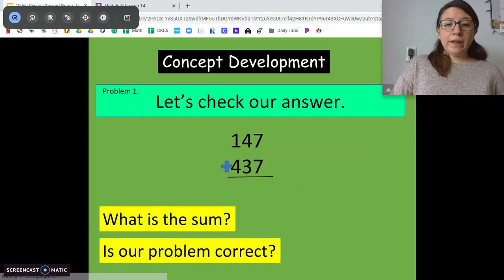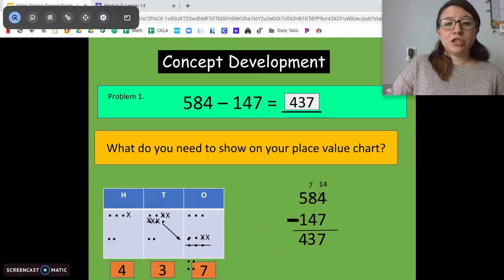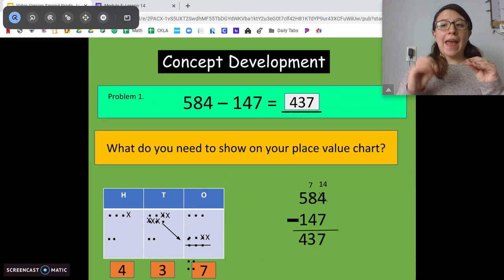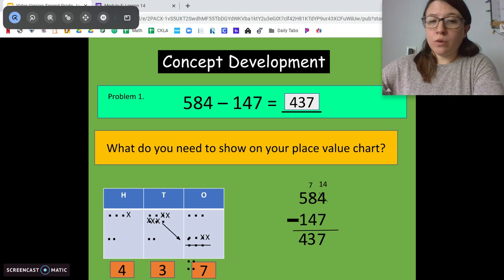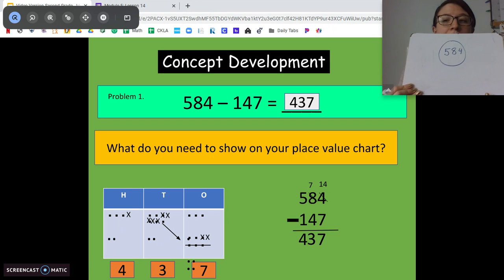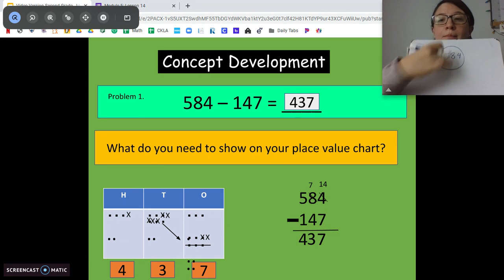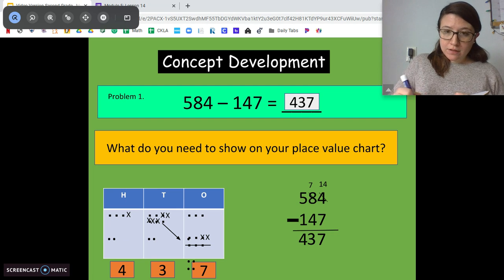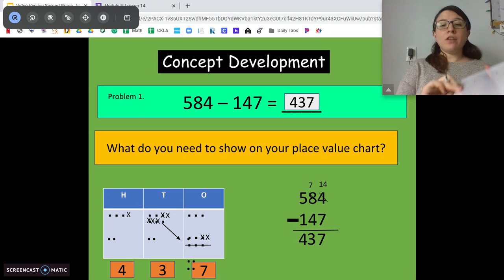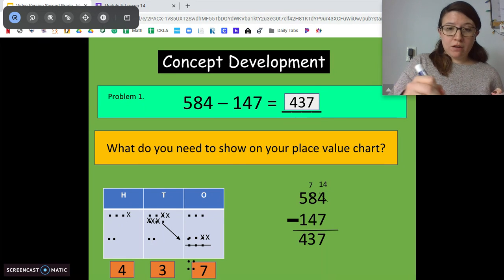Now, what we can do is check our answer. To check our answer, we're going to add our 2 parts together and see if it equals our whole. So think of this like a number bond. So our whole is 584. That's the number we have on our place value chart. That's the number we started with. That's our whole. One of our parts is 147. The other part that we think that we got correct is 437.